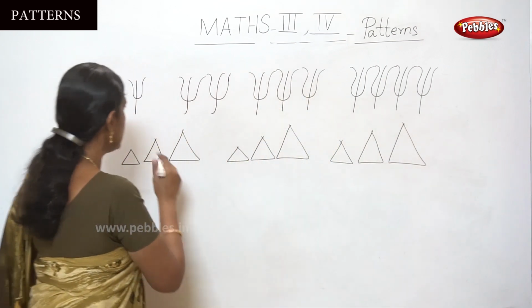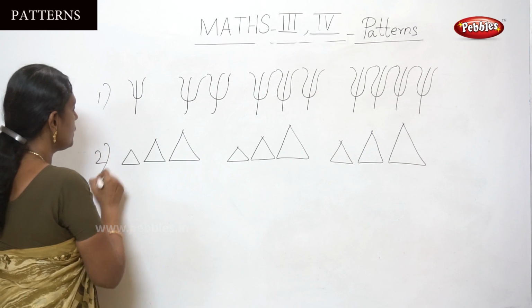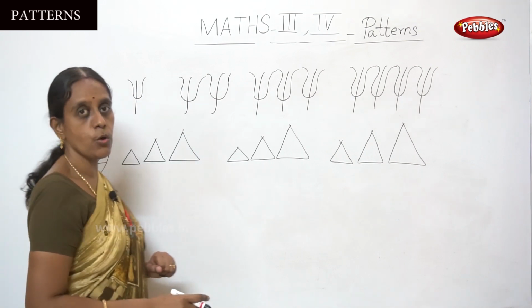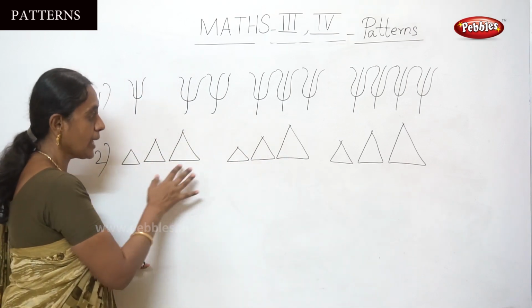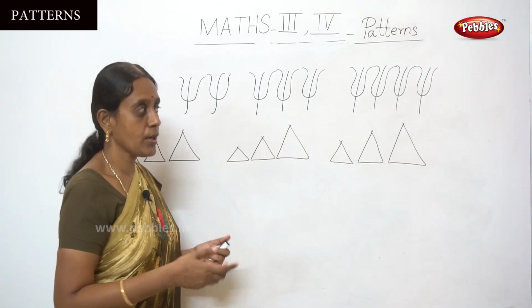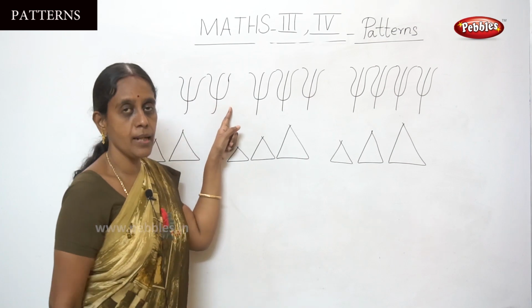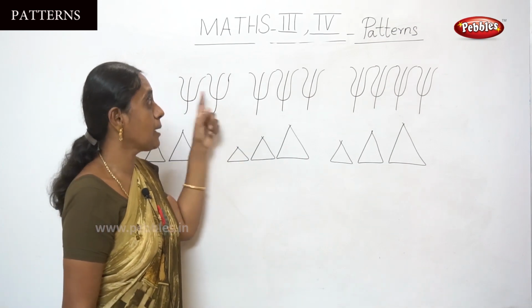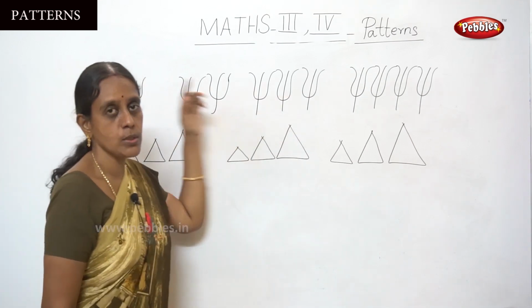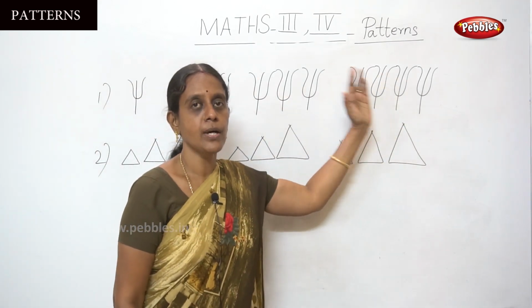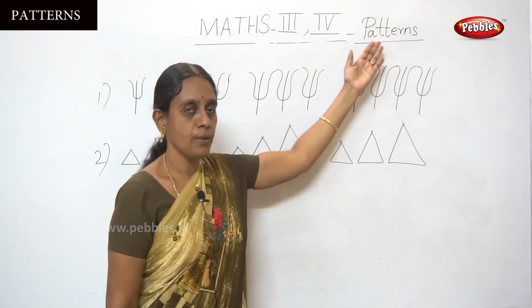This is the first one and the second one. Here is the repetition of a shape. It is a triangle shape. It varies in size. Here it's a symbol and it varies in number. The first one is 1, 2, 3, 4, so there is an increasing order of symbols. It's a kind of pattern.